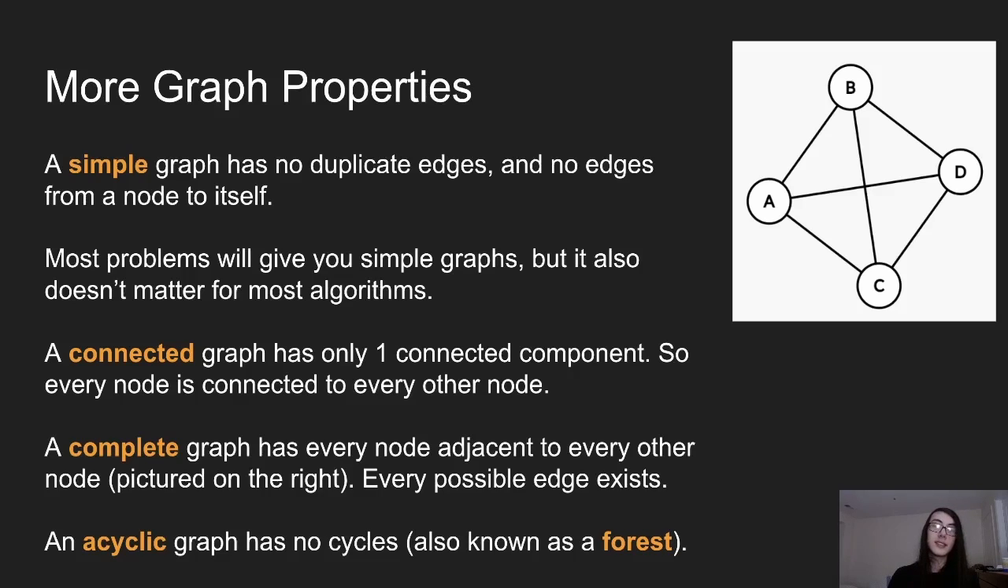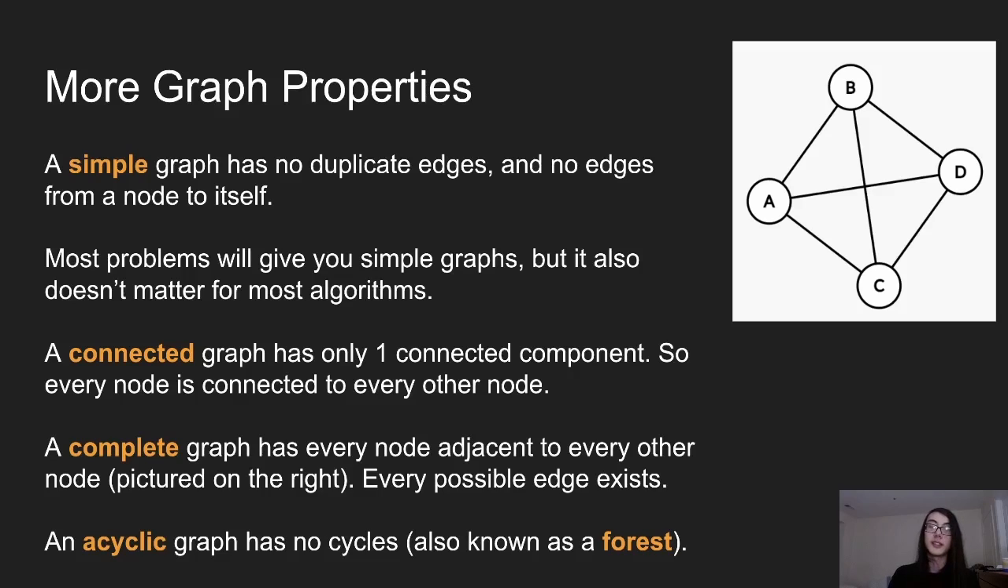If a graph is connected, then it has only one connected component. So every node is connected to every other node. If a graph is complete, then every node is adjacent to every other node. And this graph on the right, for example, is an example of a complete graph of size 4. Every edge that can be in the graph is in the graph. And if a graph is acyclic, also known as a forest, then it has no cycles. We'll take a much deeper dive into acyclic graphs in a different video, but just know that a lot of problems are much easier to solve on acyclic graphs.